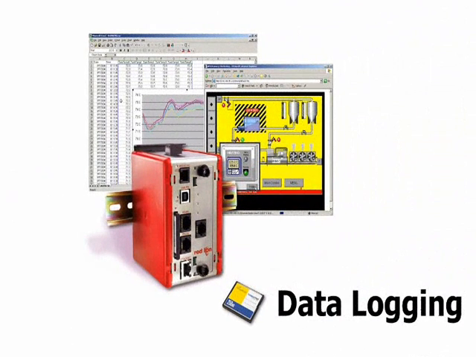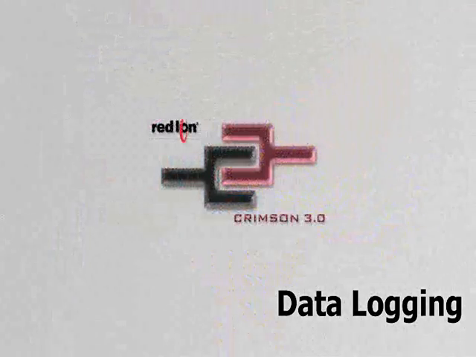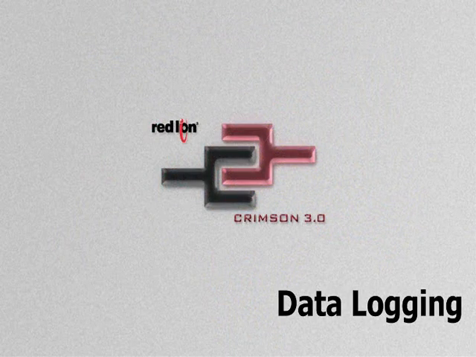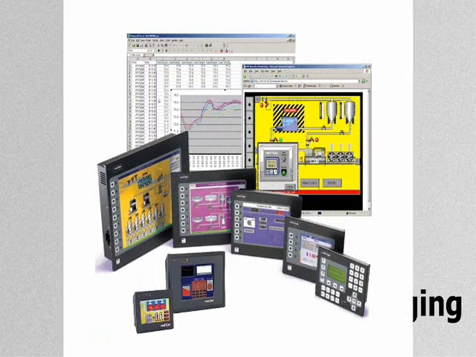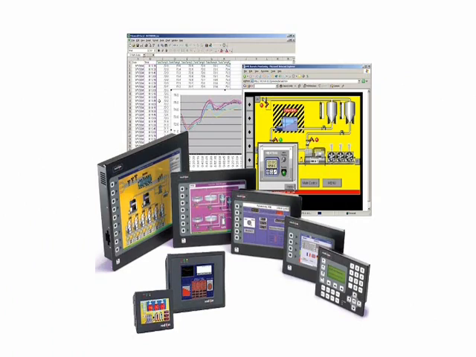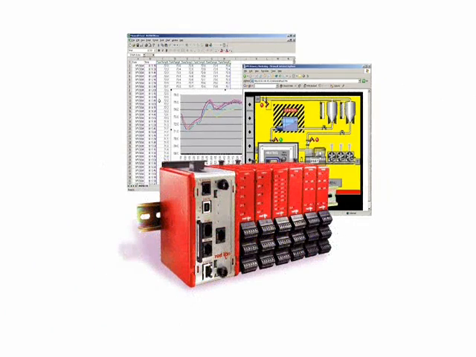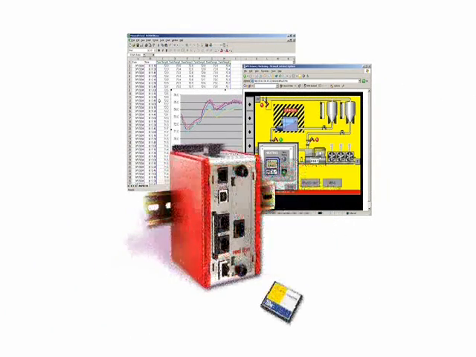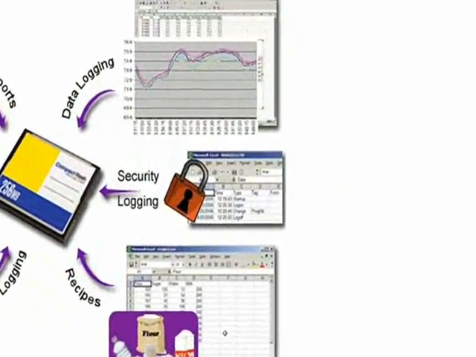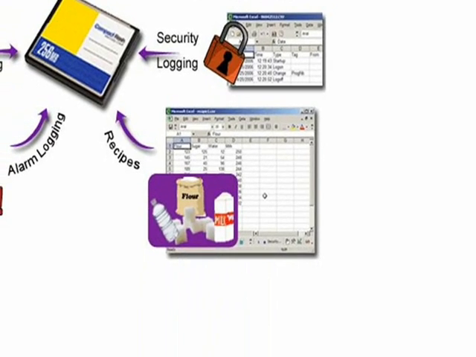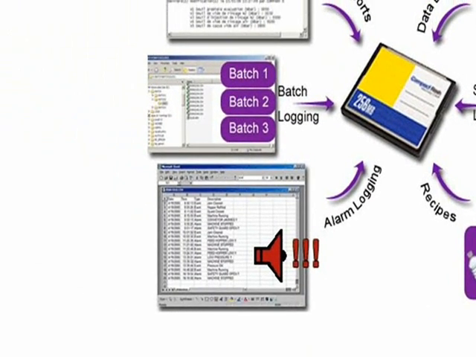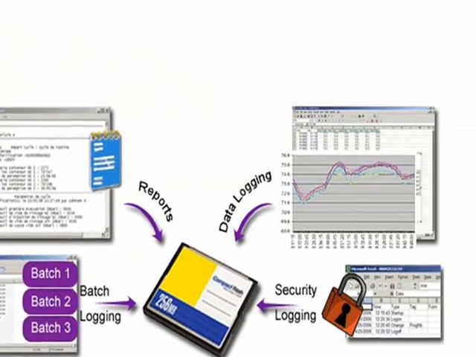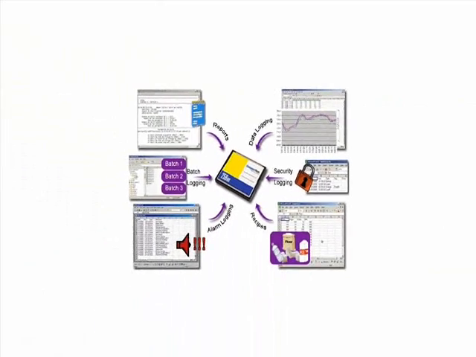In this video, we will use a Redline Data Station Plus and Crimson 3.0 software to create and map data tags to an external device and then log those tags to a compact flash card. A compact flash card installed into a Redline G3 HMI, Modular Controller Master, or in this case a Data Station Plus, has a multitude of uses including security logging, recipe storage, alarm and batch logging, and storing reports. But we will target the data logging function in this example.